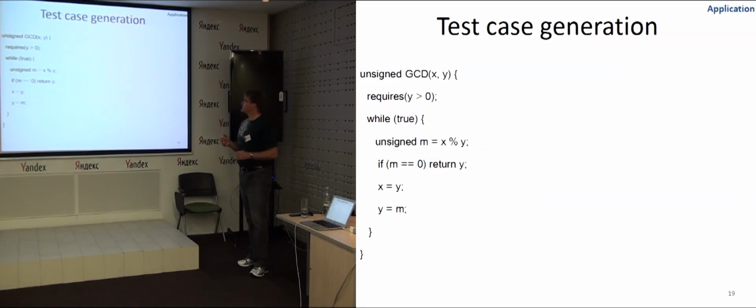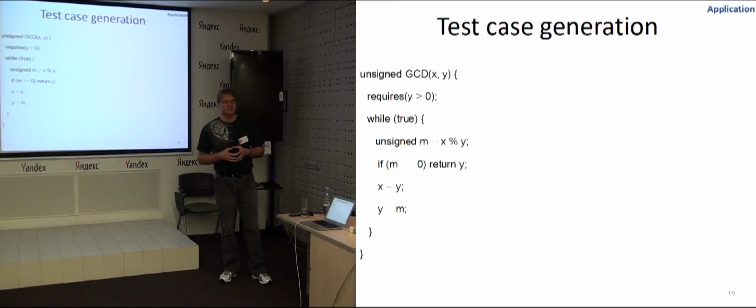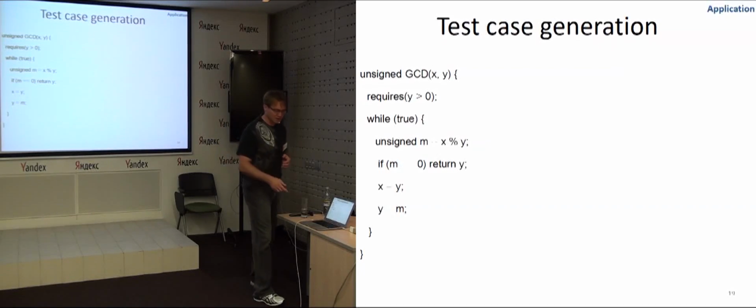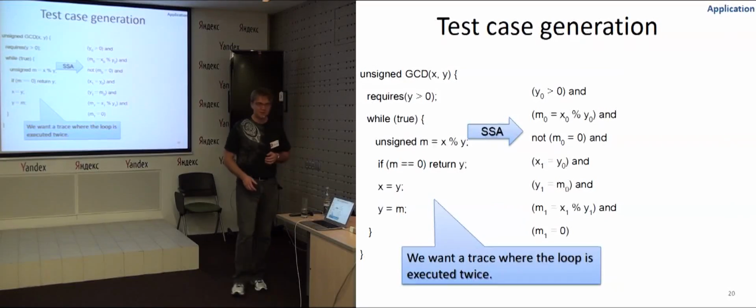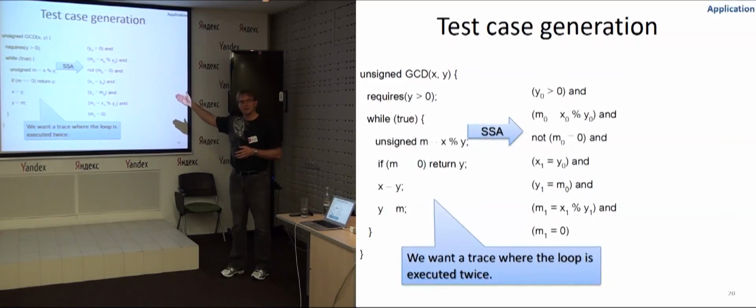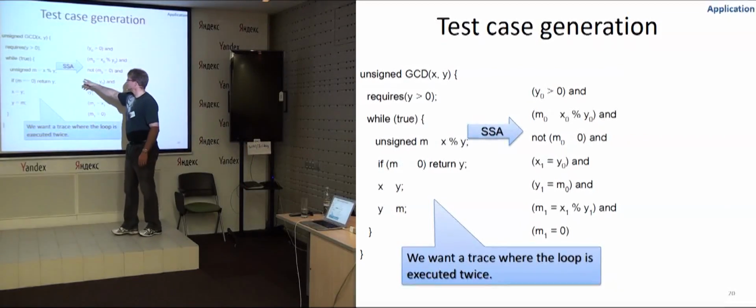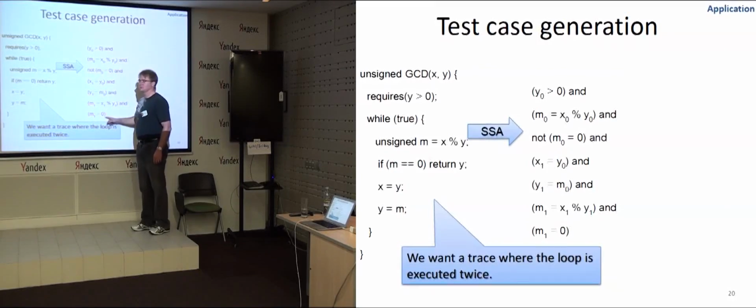Okay, test case generation. So what's the principle behind it? And this is by an example of a greatest common divisor program. So this computes the greatest common divisor of x and y. And suppose we want to execute the loop twice. Then let's unwind a trace where the loop is executed twice. So the first time we test for m equals 0, it should be false. The second time it should be true.